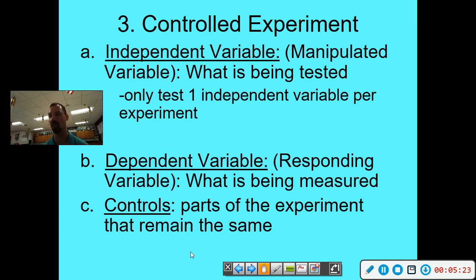All right, so controls are a way to keep your experiment consistent, basically. All right, and sometimes we don't think of them right away. They take time for us to actually figure them out, but we have to try to keep our experimentation consistent.